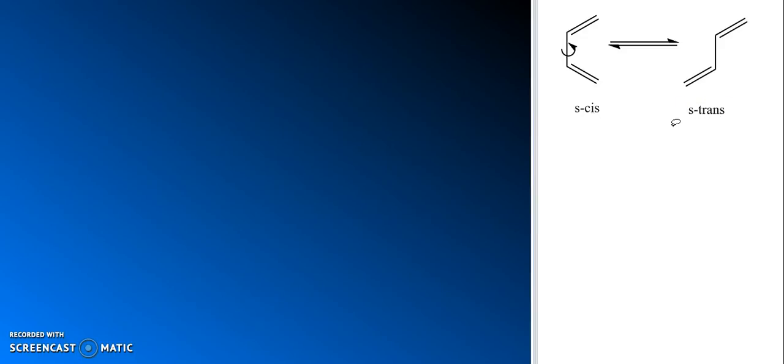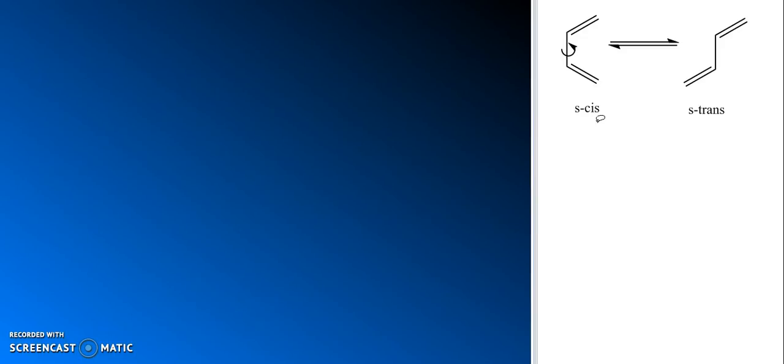and the s-trans conformation, s-cis being when both double bonds are pointed to the same side, or the cis conformation, and s-trans when the two double bonds are trans to one another. Now, the Diels-Alder reaction will only work in one of these two conformations, the s-cis conformation. And if we don't have the s-cis conformation, we don't get a Diels-Alder reaction.